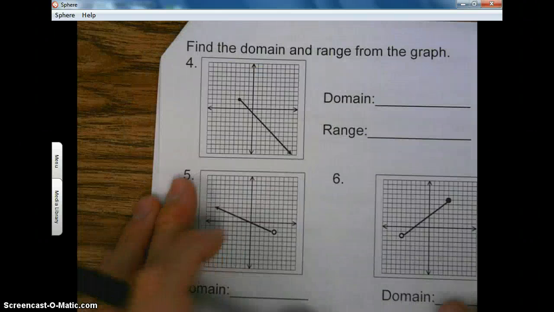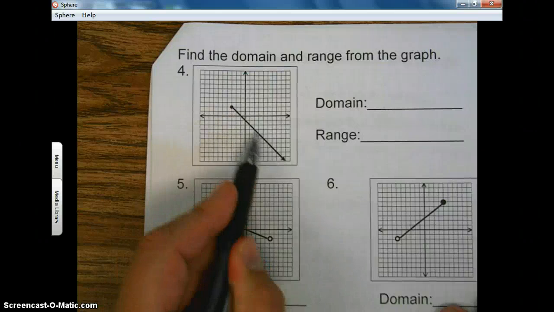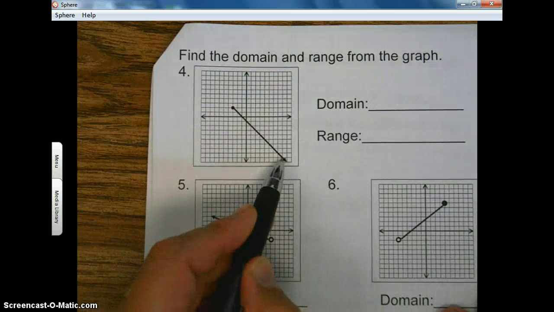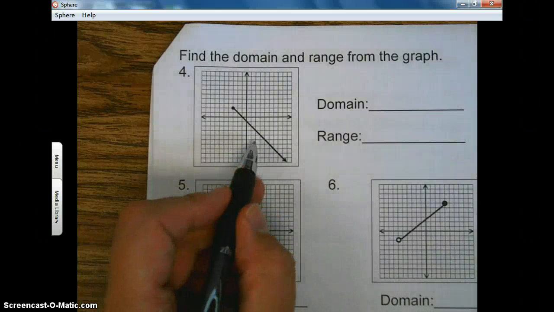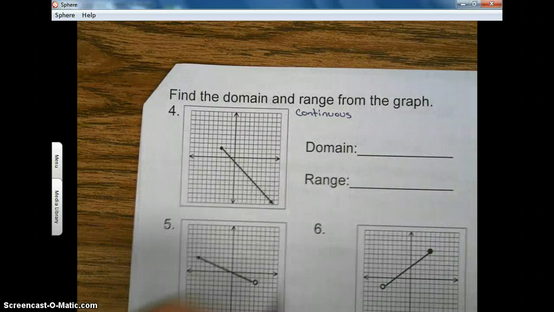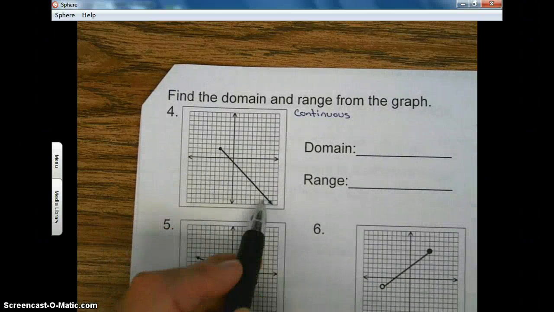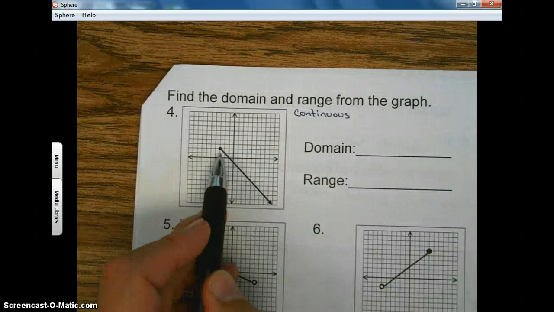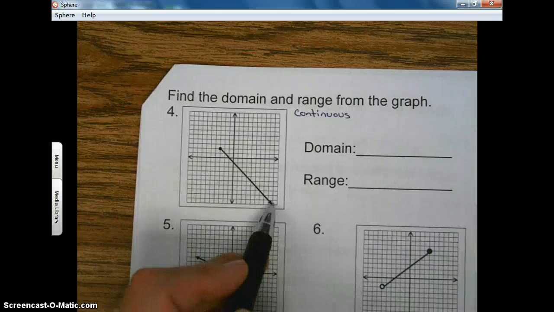All right, but here we don't have individual points. There's an infinite number of points on this line or ray, and they're connected. So we call this continuous. So if you'll recall, when doing the domain of this type of graph, we'll start off by doing this in inequality notation.